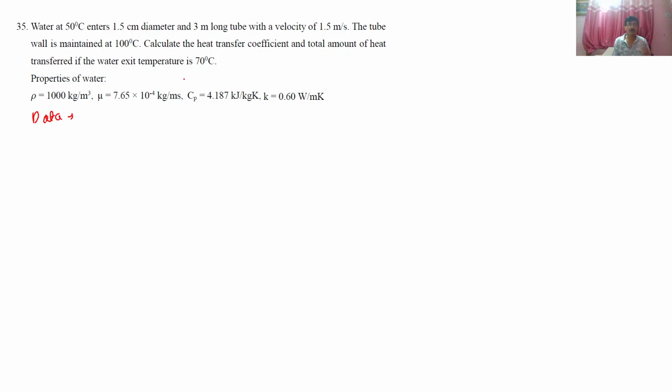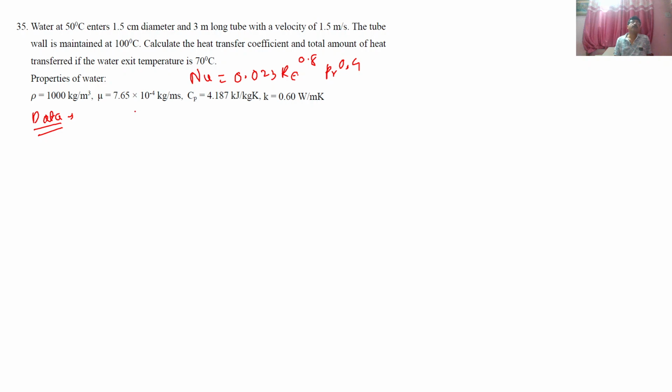In this problem one thing is missing that I will add. Please note it down. Nusselt number is given as 0.023 Re raised to 0.8, Prandtl number raised to 0.4. You have to make use of this correlation. This is not given, but in the exam it will not happen. This will come.